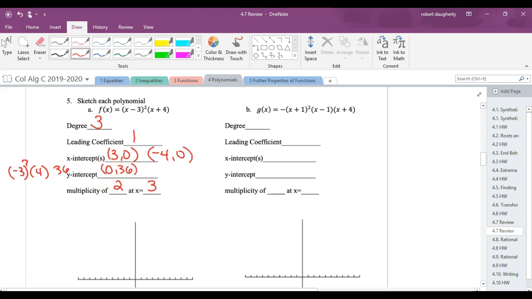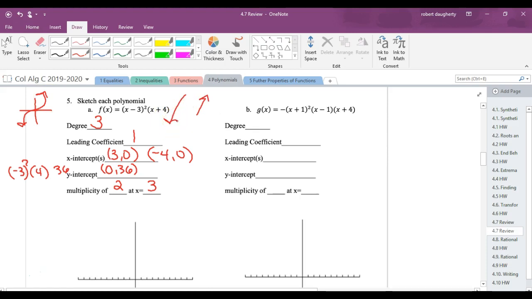Now, here's what we need to do with this. If it's third degree with leading coefficient 1, what's my end behavior? That guy is going to look a lot like x cubed. Okay, so it's going to go up in this direction and down on the left side.